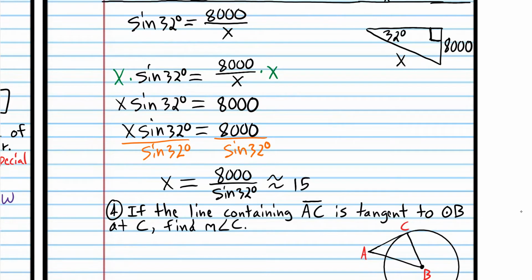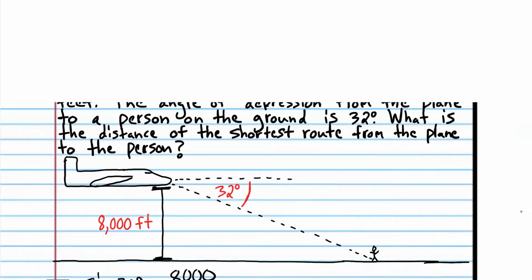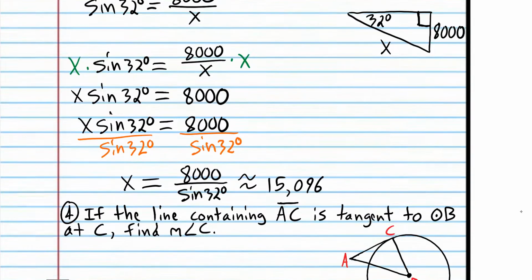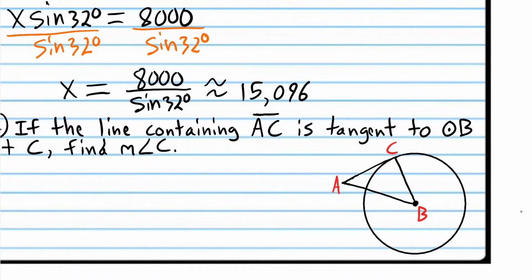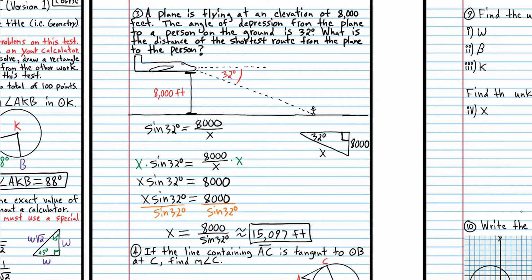So now we have 15,096. And notice that this problem does not tell you what you should round off to. So that means that we're allowed to determine for ourselves what we're going to round to. And I'm just going to round to the nearest whole number. You must write your units. If you don't write feet, then you're going to lose points. So 15,097 feet. If you got that answer, good job.